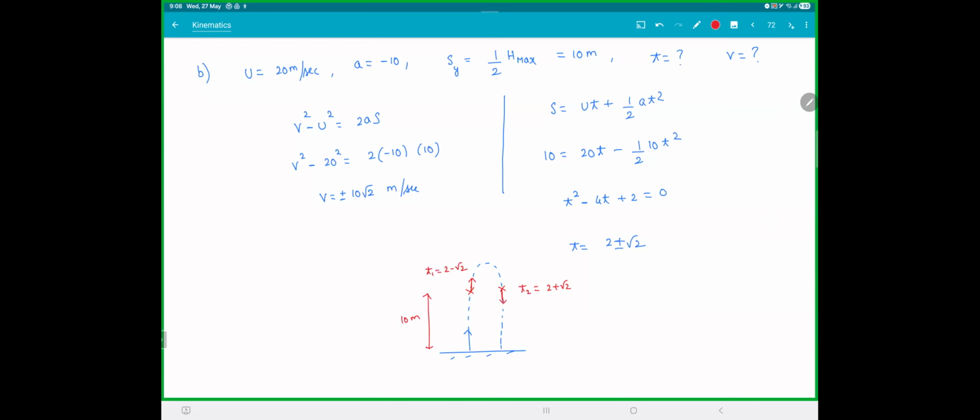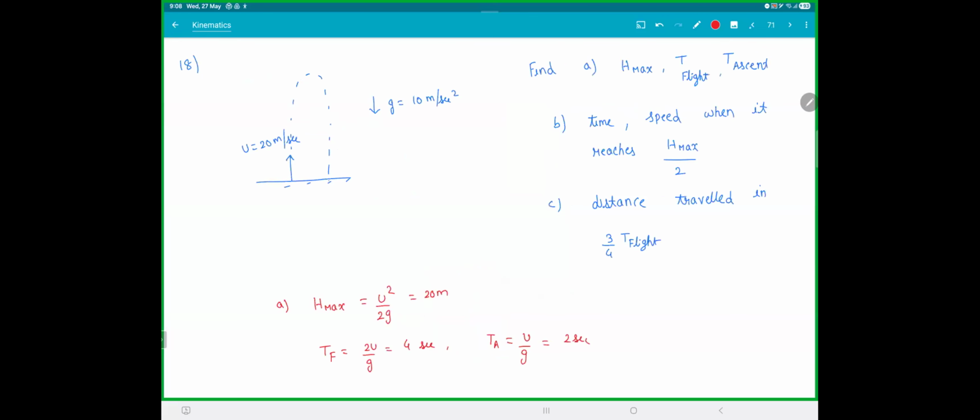Is that clear, everyone, why you get two answers? You cross 10 meters once while going up and once while coming down. So there are two answers. Clear with this? So there's nothing big deal. You just need to know your formulas, put them there and get it.